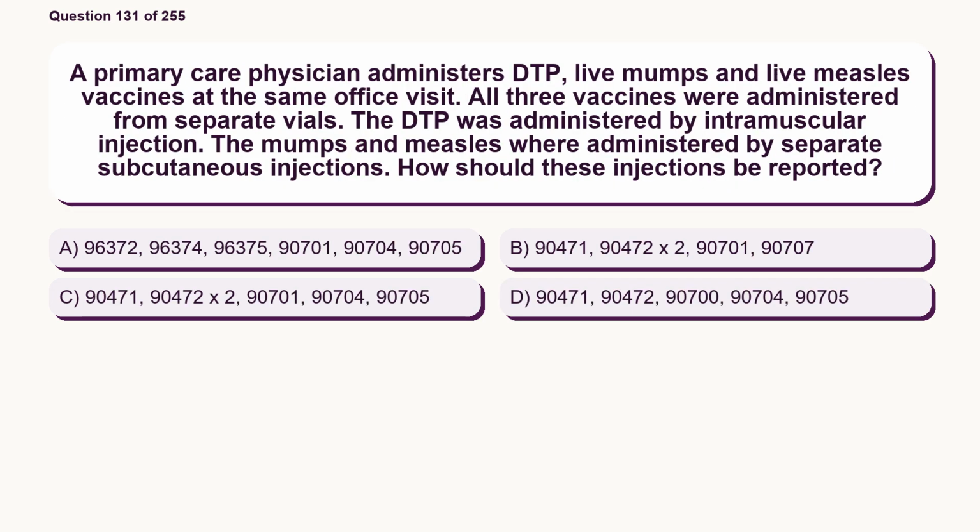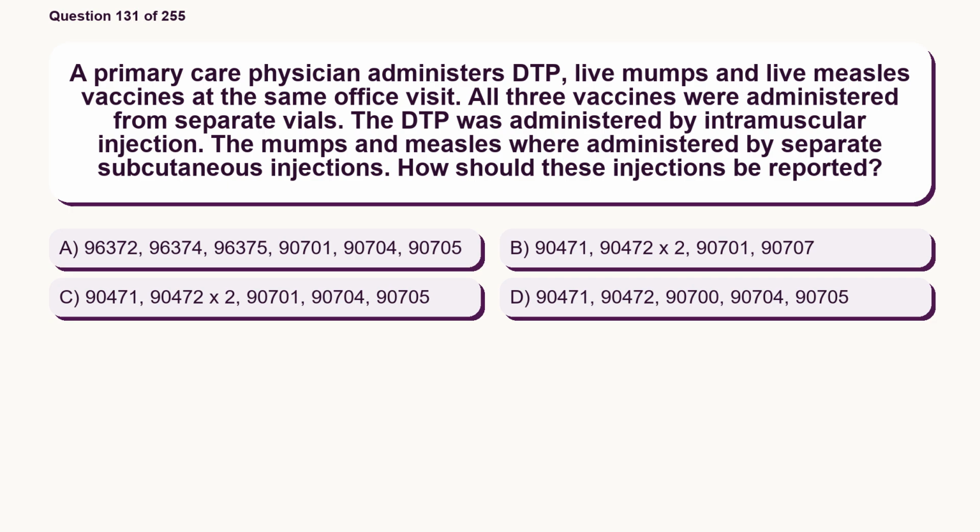Question 131. A primary care physician administers DTP, live mumps and live measles vaccines at the same office visit. All 3 vaccines were administered from separate vials. The DTP was administered by intramuscular injection. The mumps and measles were administered by separate subcutaneous injections. How should these injections be reported?